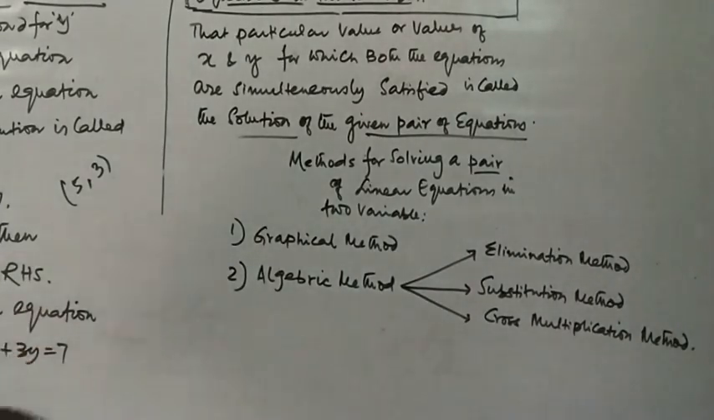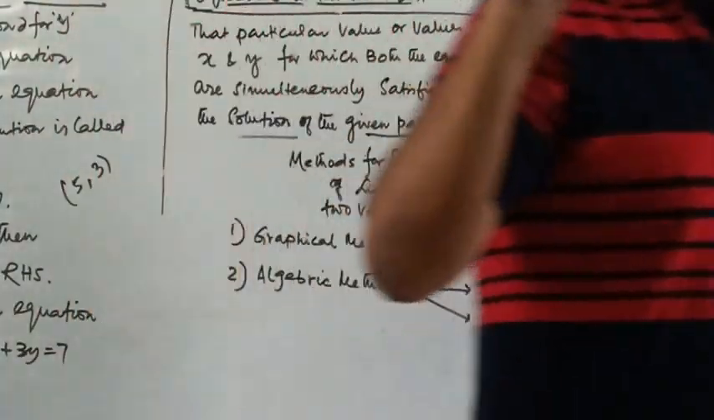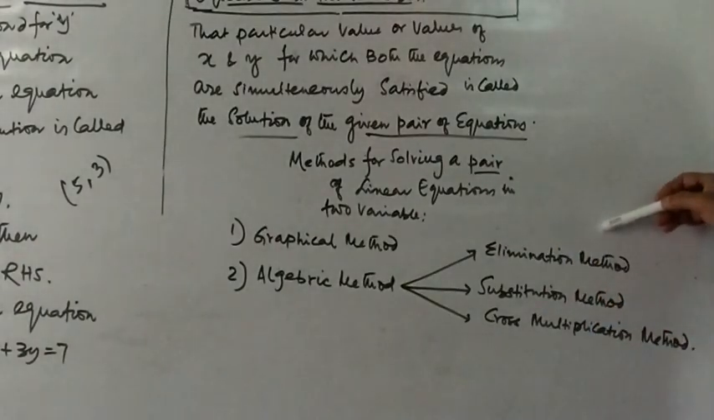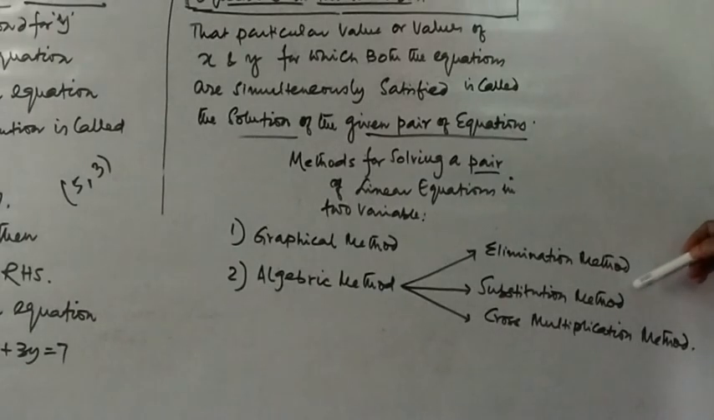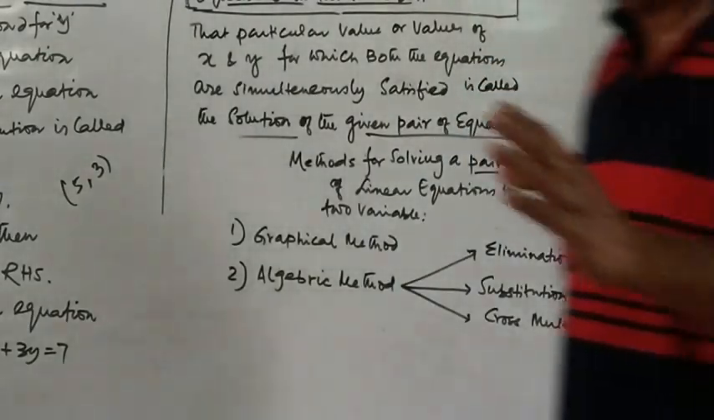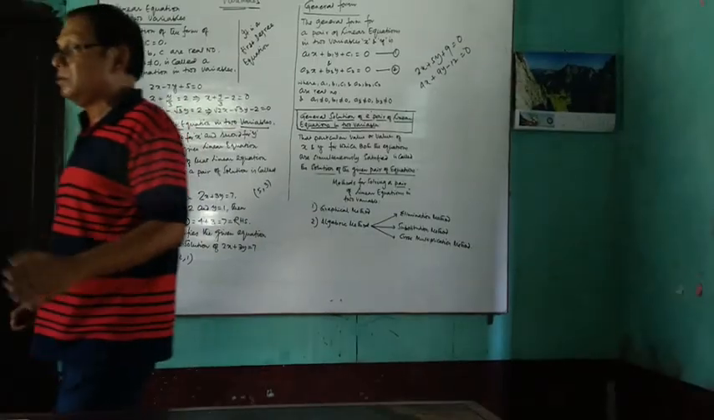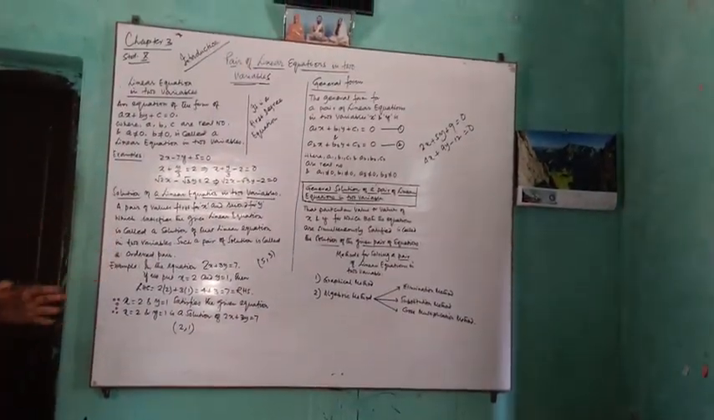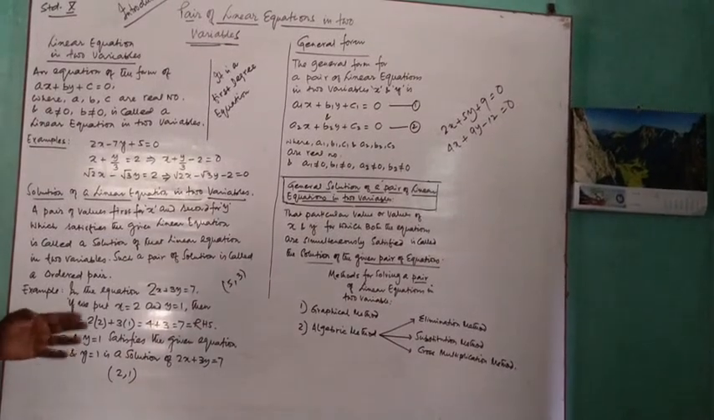Remember, in the algebraic method, we have to learn three different methods. The first method is the elimination method. The second one is the substitution method. And the third one is the cross multiplication method. So these are the different methods that will be used to find the solution of a given pair of linear equations in two variables.